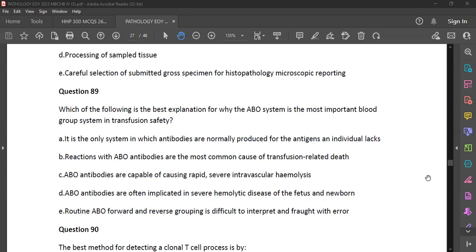However, for the other types we said, like the Kell and the Diego and the Lewis and all the rest, including the Rhesus, they're going to present themselves as a delayed type of transfusion reaction. And hence, the best explanation is going to be that ABO are often implicated in causes of rapid, severe intravascular hemolysis. That's why it's really important to be able to know it, because it's so rapid and sometimes you cannot deal with it immediately.